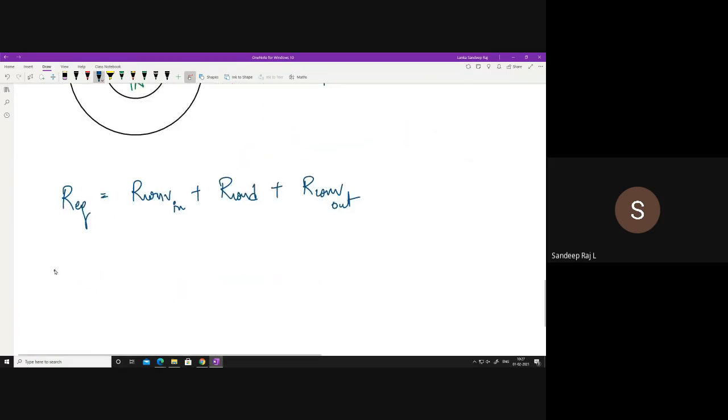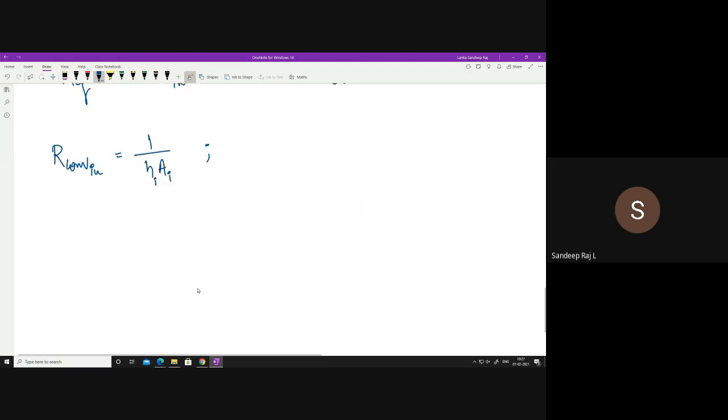So R convection in, if I have to show, so what is the formula? Tell me. What is the formula for convection resistance? Please speak out. It is simply 1 by hA. h inside and area inside. Then what is the formula for R conduction here in the case of a cylinder?